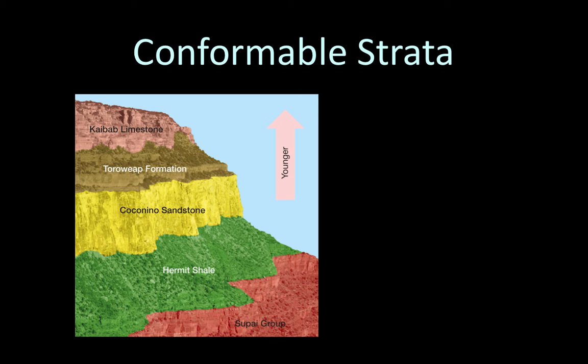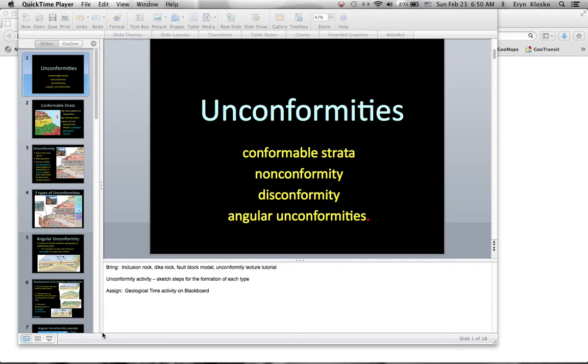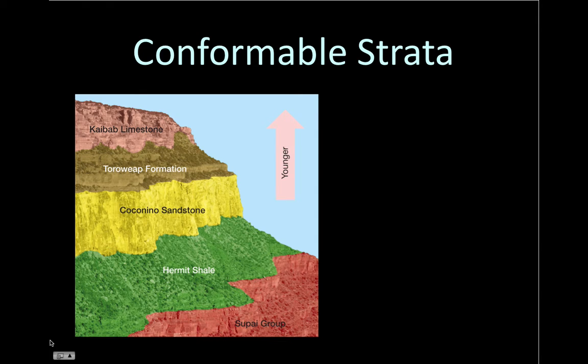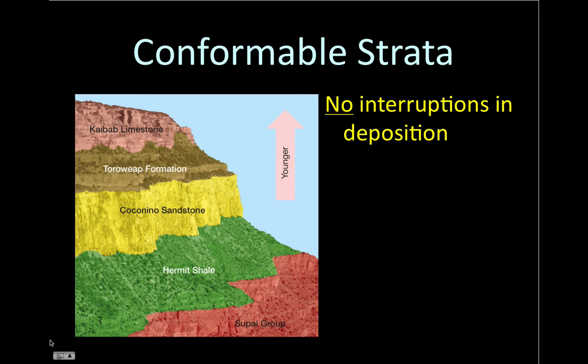First, before we look at what an unconformity is, we can consider the definition of conformable strata. Conformable strata are basically layers of rock that have been deposited in such a fashion that there's been no interruptions in the deposition. So you've had a continuous sequence of deposition that's occurred in a particular area.